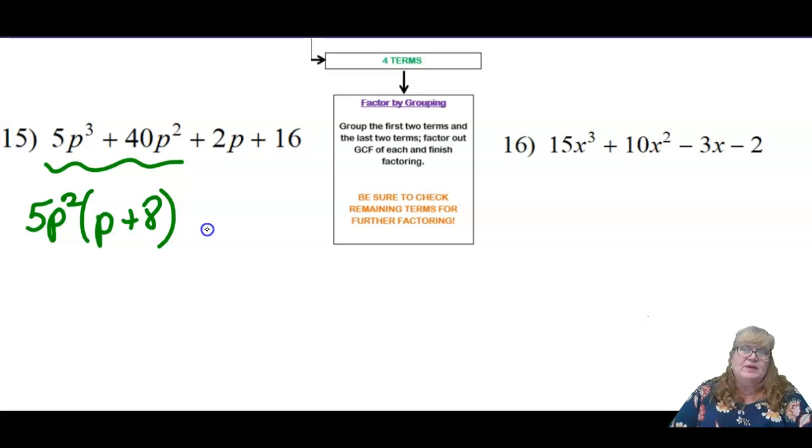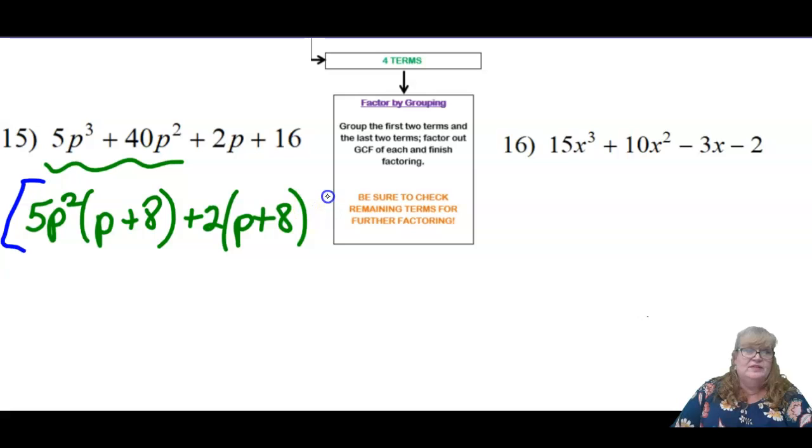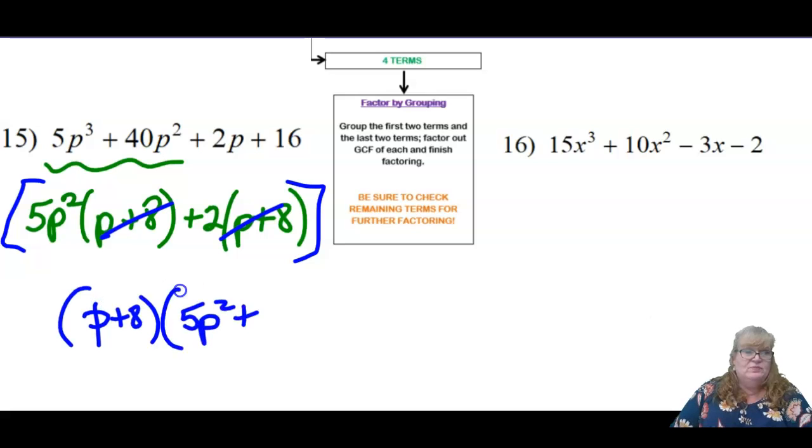Now the goal of factor by grouping is that we need the same parenthesis back here. So I need to wind up with a p plus 8. Well, lucky for us, if I take a 2 out of both of those, I get a p plus 8. And then the trick is, you have all this, so you can take this p plus 8 out of each one of those, and the leftovers would be a 5p squared plus 2. And that's how that will factor.